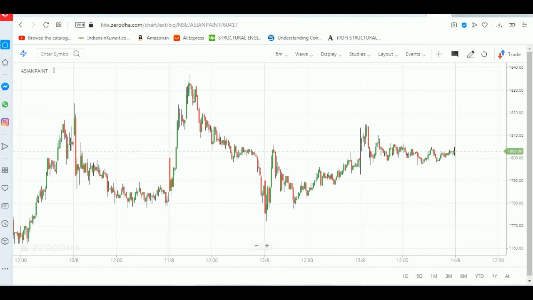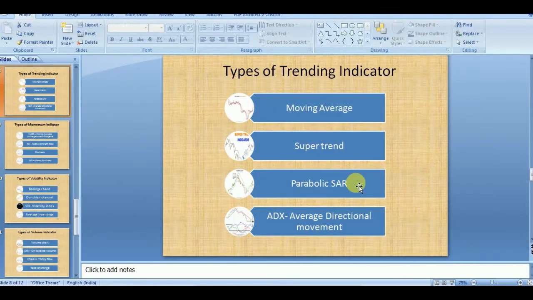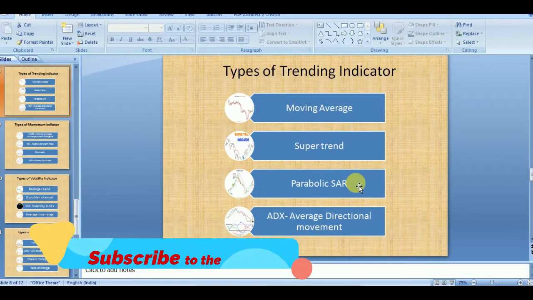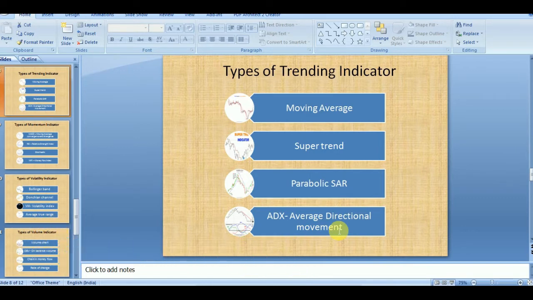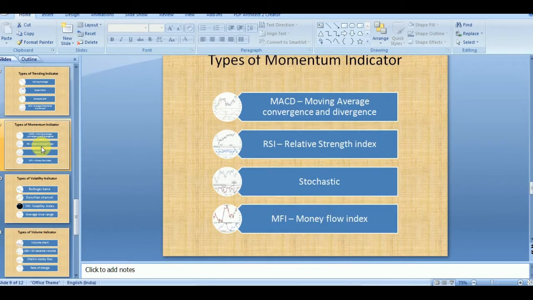Basically, this is a momentum indicator. And before going into the video, we had already discussed some of the trending indicators: moving average, Super Trend, Parabolic SAR, and ADX. And apart from that, among momentum indicators, we had already discussed MACD and RSI. This video is a part of series 1.